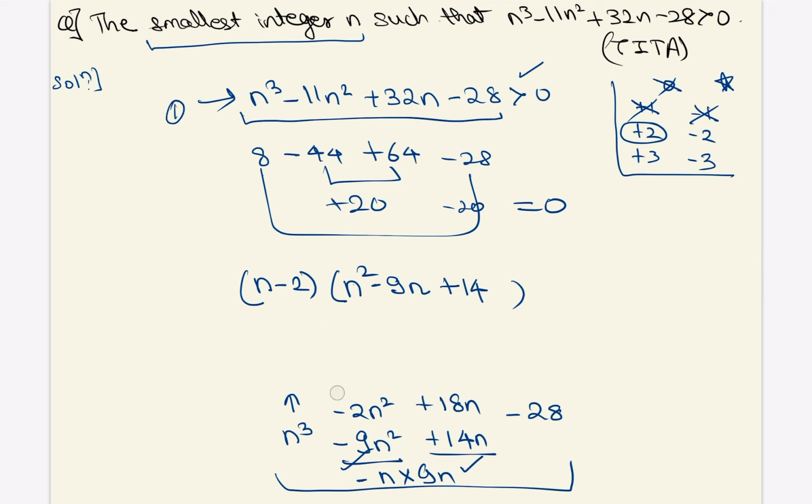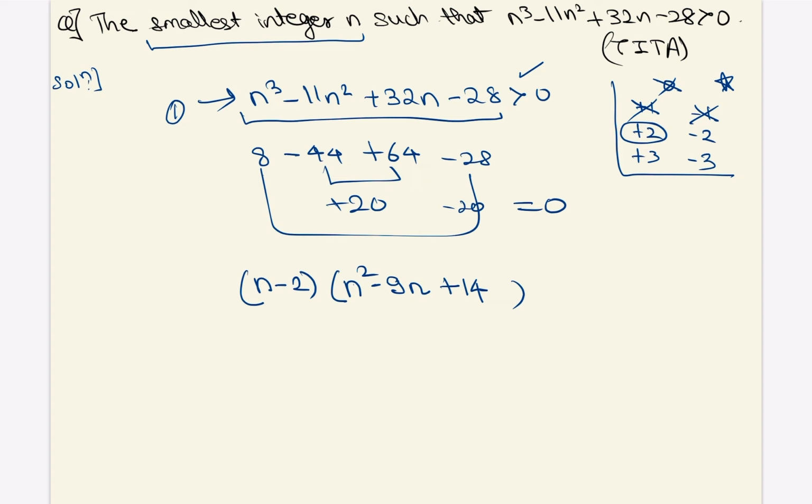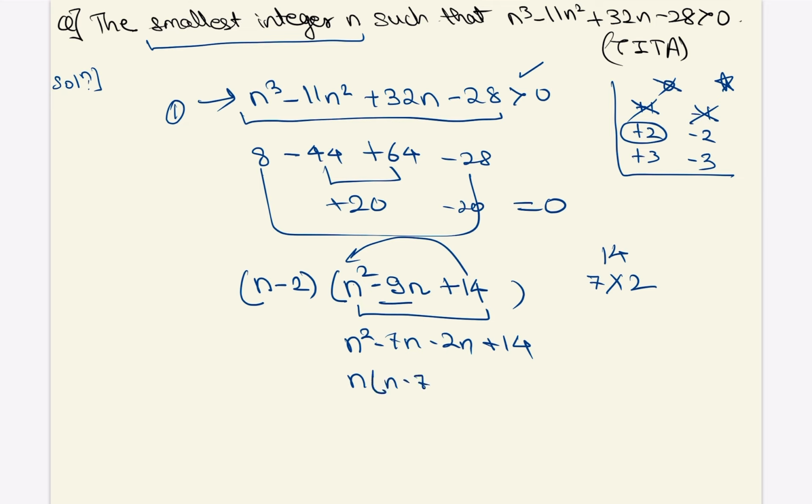Now it's easy to progress from this point. I just need to factorize this quadratic equation. 14 into 1 is 14. I need 9, so 7 and 2. I get n squared minus 7n minus 2n plus 14. Taking n common, n minus 7, minus 2 common, n minus 7. I get n minus 2 from here, I get n minus 2 from here, and I get n minus 7.